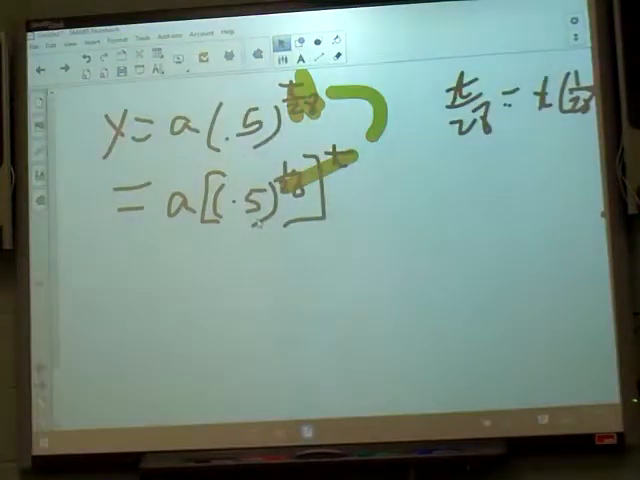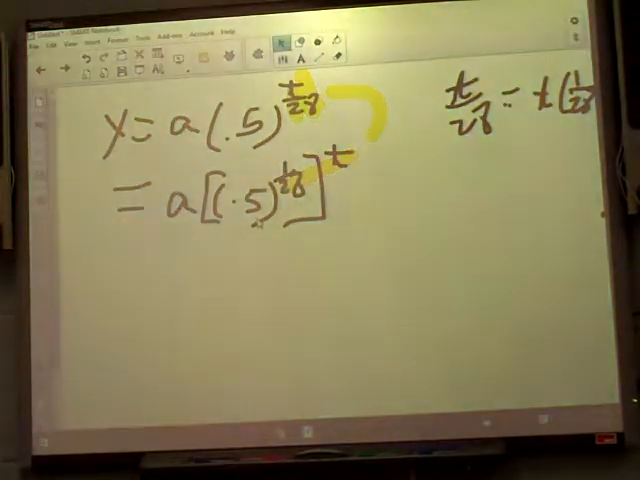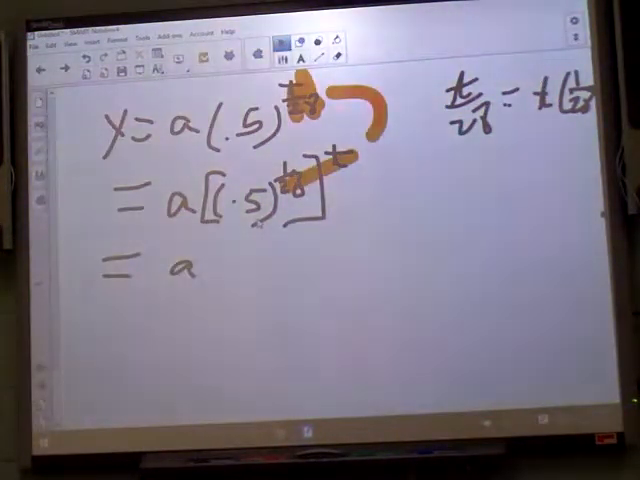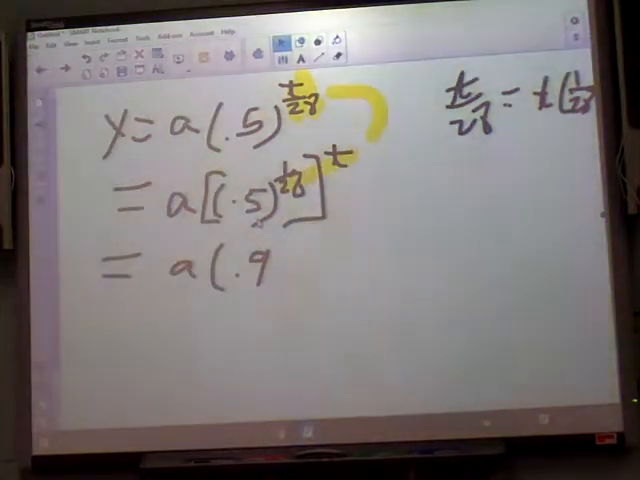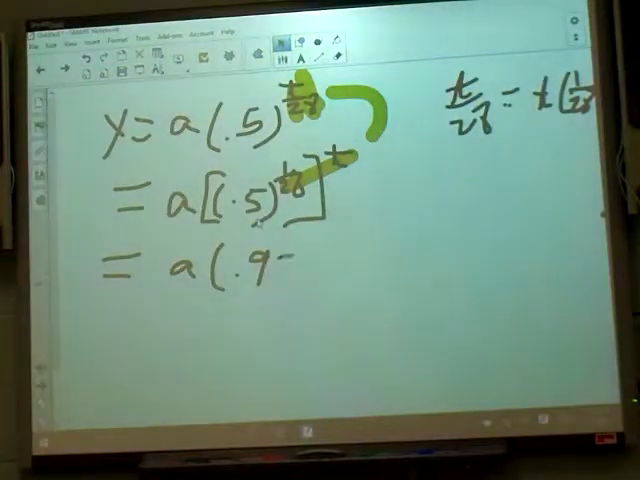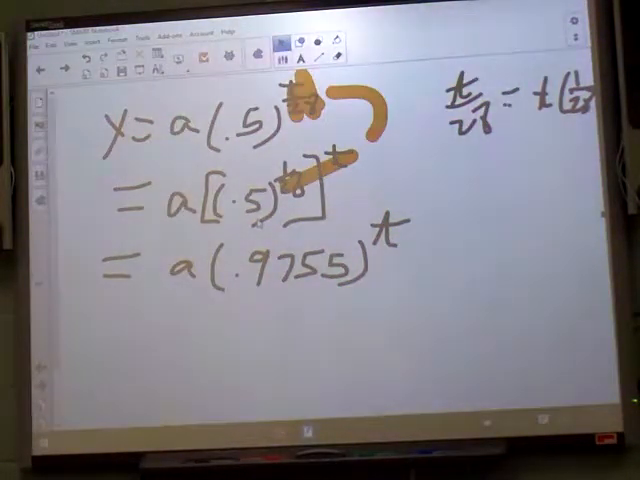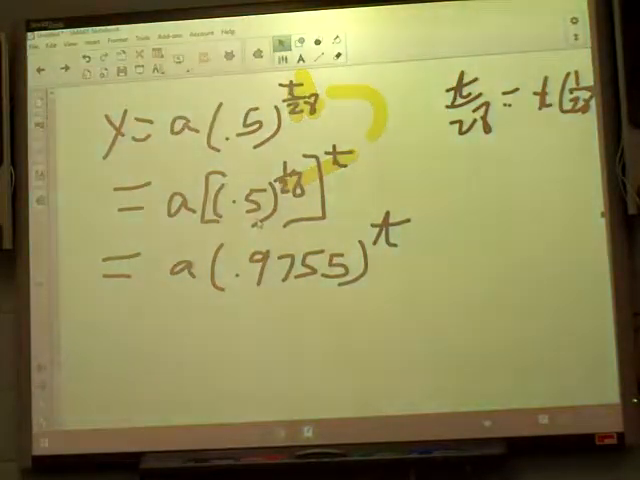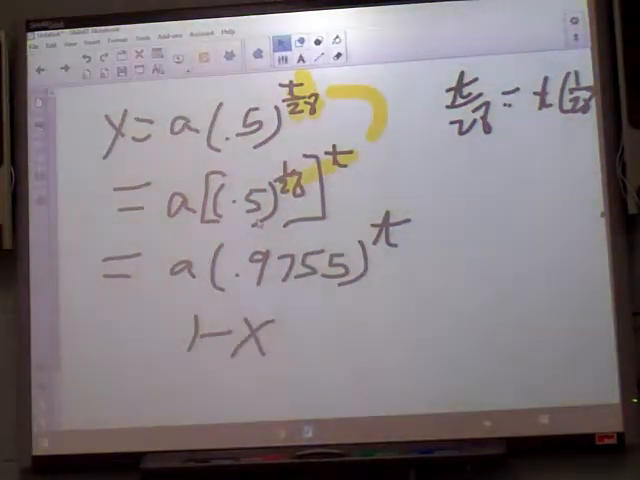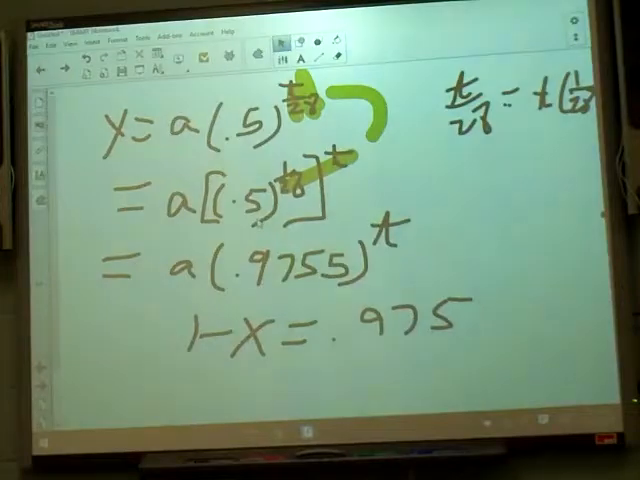Now you can figure out what 0.5 to the 1/28th power is. You can type that in your calculator. Parentheses, 0.5 to the 1/28th power, what do you have? It is 0.9755, to the t power. The original question said what percent is it decaying each day? Remember that formula we wrote down with 1 plus r? We're trying to figure out now 1 minus what would get us that 0.9755.